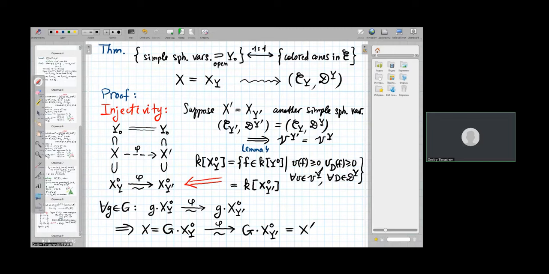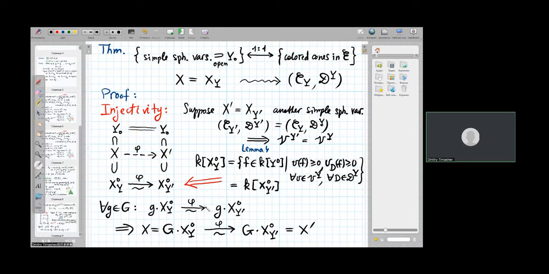So finally, we have proved that if the colored cones of two simple spherical embeddings of one and the same spherical homogeneous space coincide, then the simple spherical varieties corresponding to these two colored cones are isomorphic. We have proved the injectivity. As for surjectivity, it is more involved, and we'll give the proof in the next lecture. Now I'm stopping. Thank you. If you still have questions, then I am ready to answer.